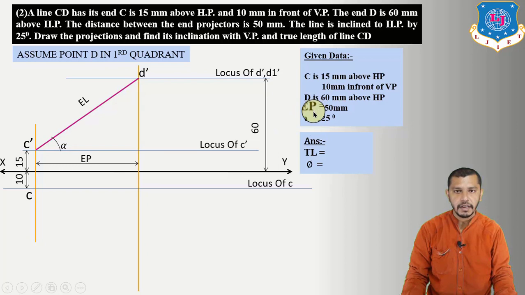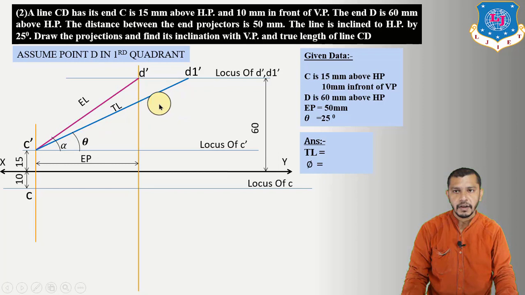Theta is 25 degree, and all of you know that we can draw theta angle from C dash. So draw a line inclined at angle of theta from C dash. Theta is 25 degree, and mark the intersection point of this line with the locus of D dash. We will get D1 dash over here. So this will be our true length. So right now we get the true length.